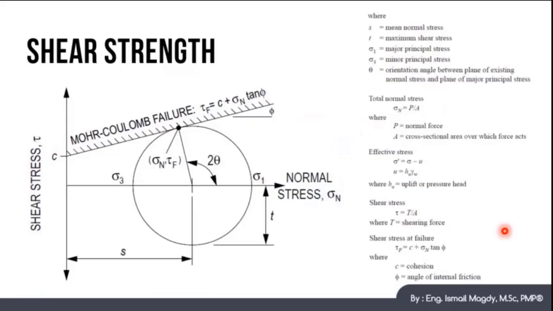Now that we understand the main concept of shear failure, it will be very simple to understand the Mohr circle representation and those equations as shown here in the FE handbook. All those equations are available in the handbook, so you don't really have to memorize any of them. You just need to understand how to use them.